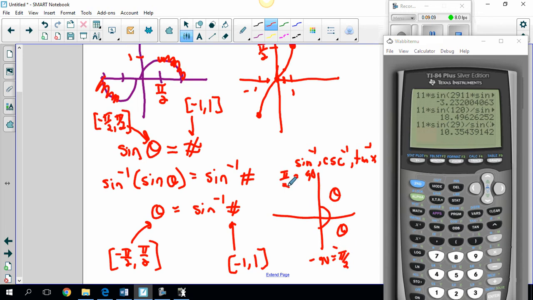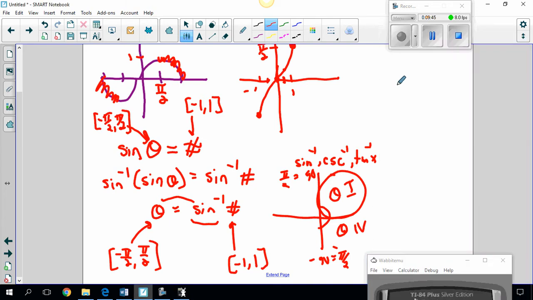Just have to remember that the answers for inverse sine can only lie in quadrants 1 and 4, but 4 is the weird one, negative, from negative pi over 2 to pi over 2. So, bottom line, with respect to triangle work, since you can't have negative angles, you're going to be lying in here in quadrant 1.